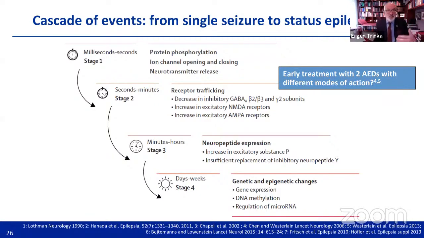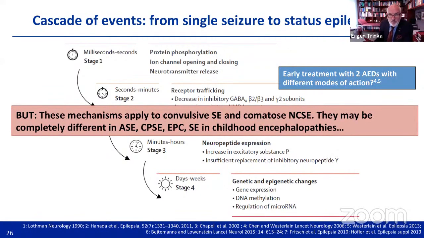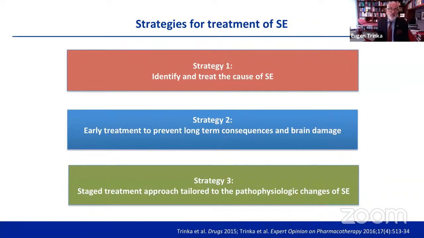There are now studies planned, and what is important, these mechanisms relate to the convulsive status and comatose non-convulsive, and it may be completely different in absent status or EPC, or in childhood encephalopathy. So we are not sure about that. How does it relate to the other status types?